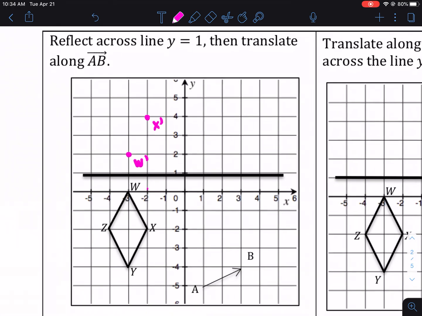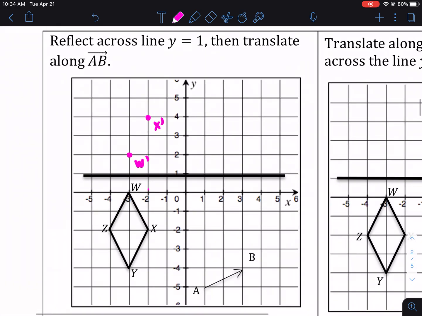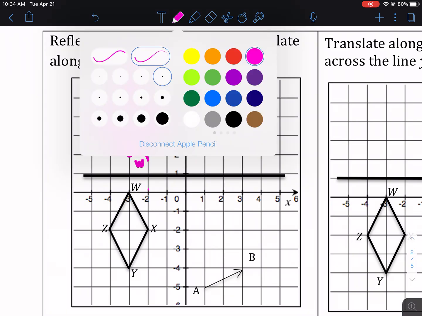Let me blow this up. If X is 3 below, or Z is 3 below, Z prime is going to be 3 above. And then if Y is 1, 2, 3, 4, 5 below, it will be 1, 2, 3, 4, 5 above. So Y prime is going to be right here. For you, you might need to create your own image depending on if it's going to be a true reflection.